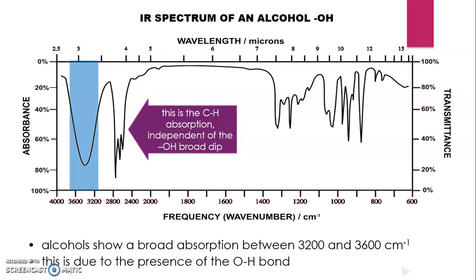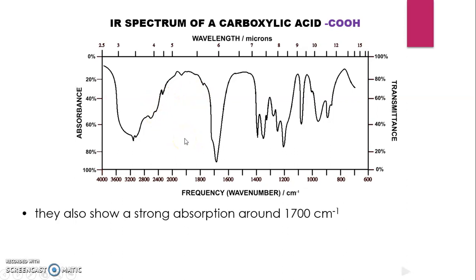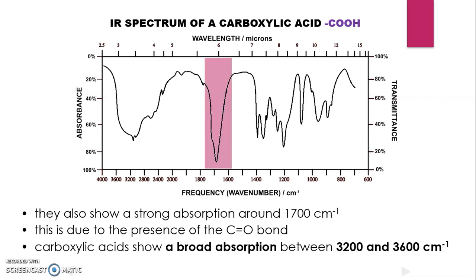So what happens when there is a hydroxyl group bonded right next to a carbonyl group then? Then it becomes a carboxylic acid. And this absorption pattern is very unique to a carboxylic acid. So first of all, you'd notice that there is an absorption around 1700. That's the carbonyl group, right? But there's also a very strong and also broad absorption at 3200 to 3600. Yeah, that is the hydroxyl group.